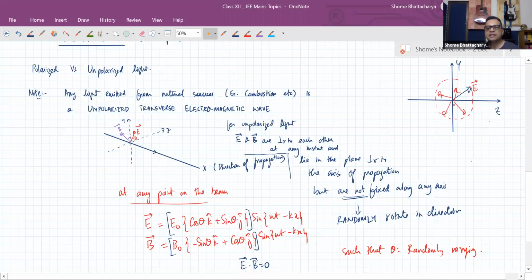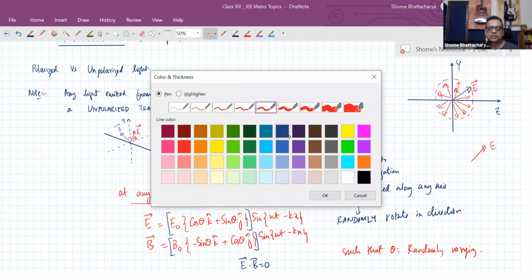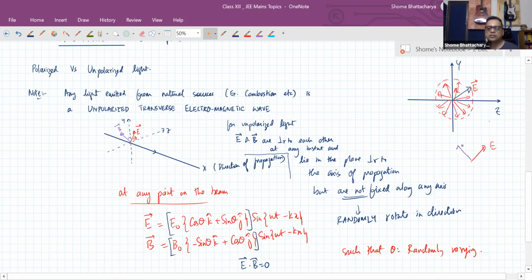So the electric field's amplitude will keep rotating, and not in any structured manner, going clockwise or anti-clockwise at some fixed rate. Not like that, but randomly. Of course, at any point of time, if the electric field is in a particular direction, then the magnetic field will have to be in the direction perpendicular to it, in the 90-degree direction. So they are synchronized in how they rotate.